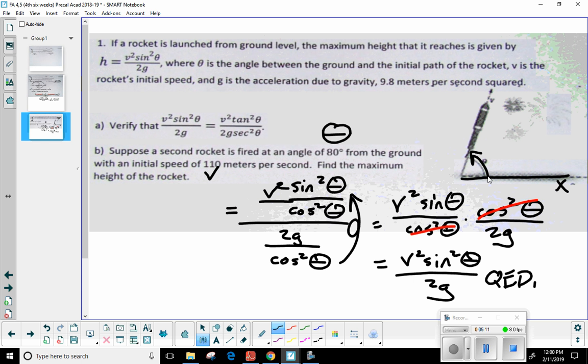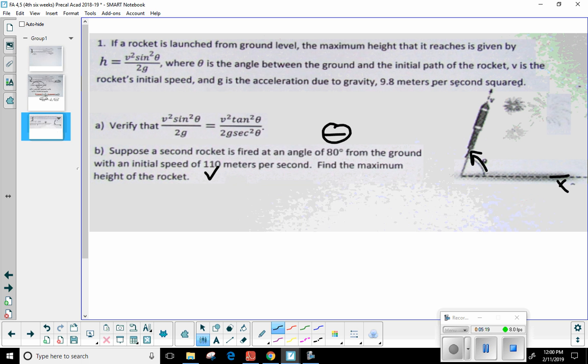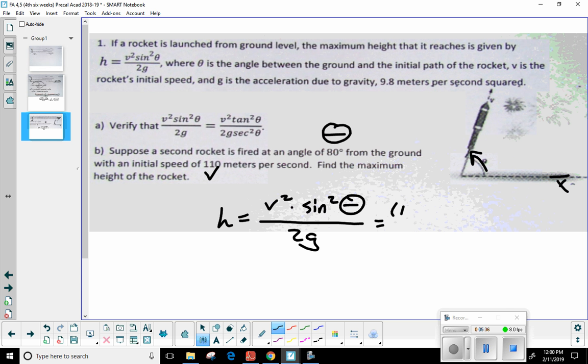So we have everything we need. We just need to go ahead and substitute everything in and see what the result is going to be. So let me move this right here. The formula says that the height is found by the initial speed squared times sine squared of the angle made with the ground, divided by 2g, which is the acceleration due to gravity. So v squared, well, that's just 110 squared times sine squared of 80 degrees divided by 2 times g, and what was g again? 9.8. So 2 times 9.8.